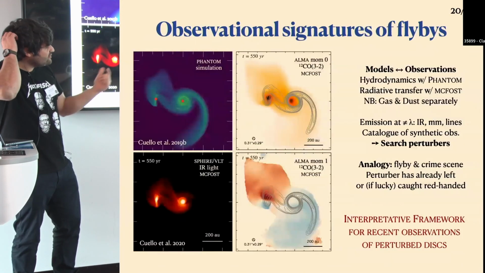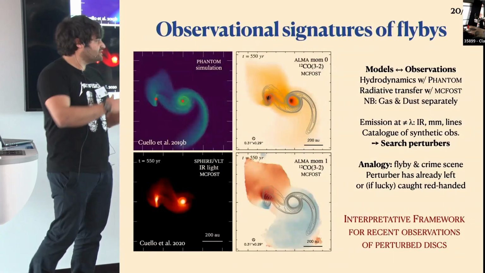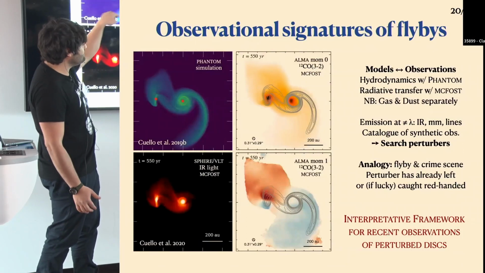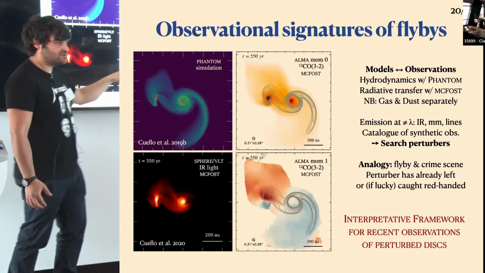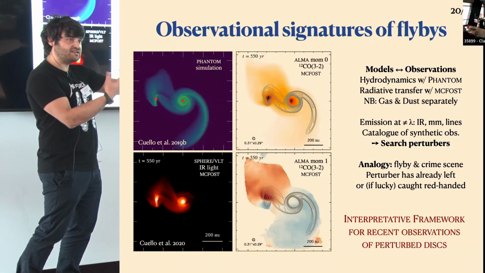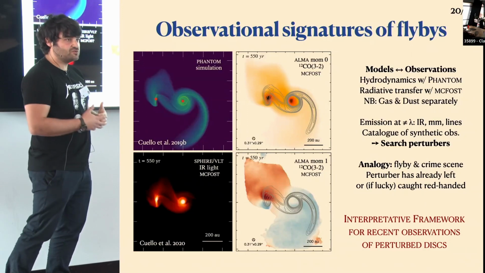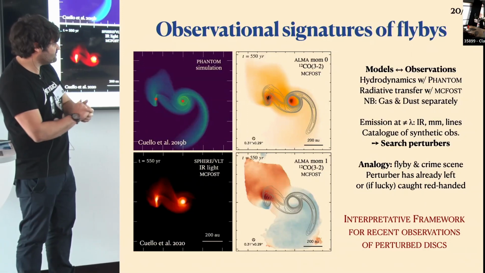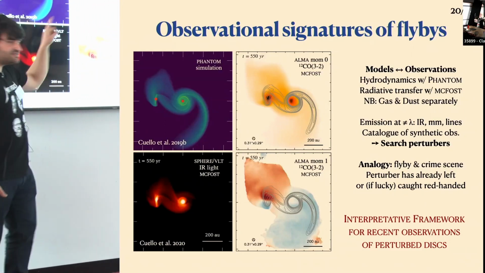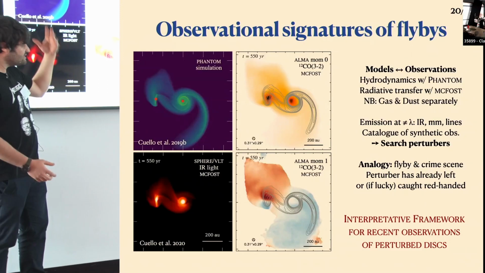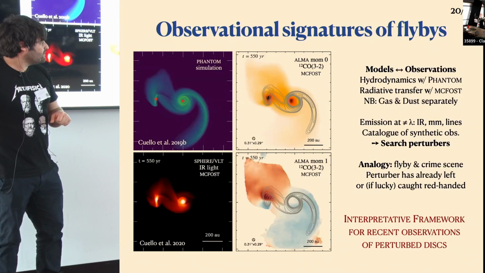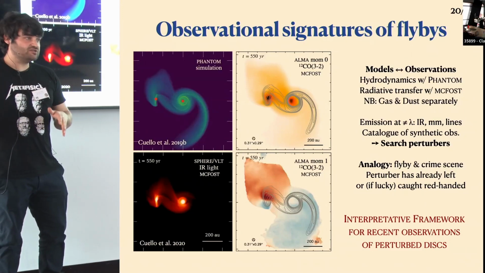But the good thing is that you can connect this, this modeling part, with observations again through mcfost. So mcfost here is key to connect these hydrodynamical simulations with different observables. So here you have scattered light, here you have ALMA moment 1, which gives you basically an idea of the kinematics, and ALMA moment 0, which gives you an idea of the distribution of the gas. And the analogy here is that we can see these things as flybys, as crime scenes. And what we want to do is to catch the perturber red-handed while it's perturbing the disk.